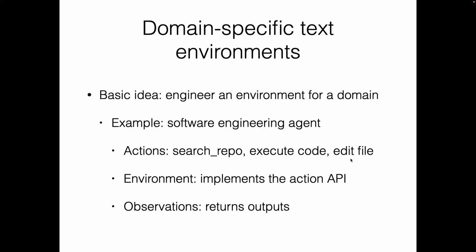The idea is that you have to actually implement each one of these things, so that if the model says search repo, you literally have to go and search the repo and return the results. You could consider that part of the environment. The observations would then return the outputs of these actions. For instance, if you search a repo, you would return some search results formatted somehow. If you execute some code, the environment would actually run the code and you'd have to return the output so that the agent can then use it.